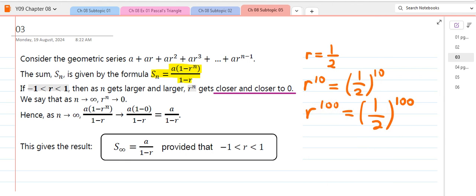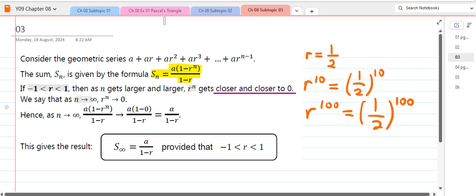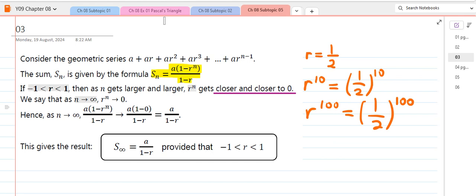So as n approaches infinity, r to the power of n will approach 0. If you have infinite n, r to the power of n will be considered as 0. That's why we get this formula for the sum to infinity of a geometric series, which is a over 1 minus r.